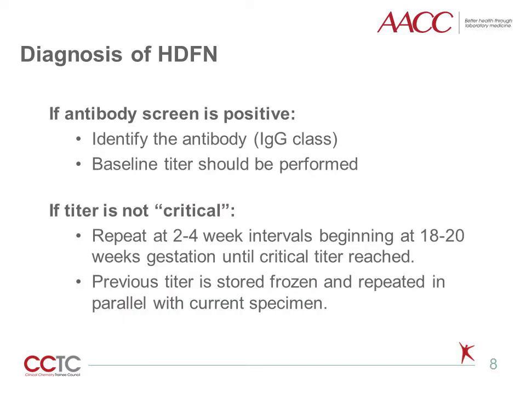When the antibody screen is positive, the next step is to identify the antibody and perform a baseline titer. If the titer is not critical, repeat titers should be performed at 2 to 4 week intervals beginning at 18 to 20 weeks gestation until a critical titer is reached. The previous titer should be stored frozen and repeated in parallel with the current specimen.